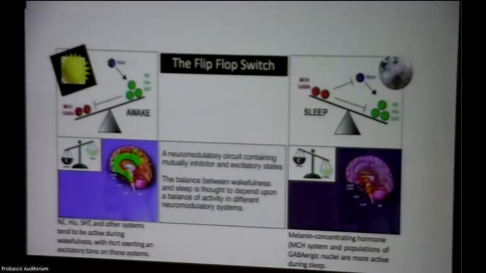And this is another illustration for you to have a better understanding of the concept of the flip-flop switch, where we see in the awake state norepinephrine, histamine, and other activating, stimulating neurotransmitters are more active, with hypocretin causing stabilization. And then we have melatonin and GABA that at night predominate. And this flip-flop switch goes back and forth, with the influence of the structures and the mechanisms I just discussed.